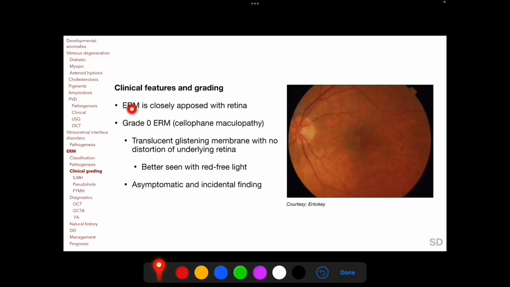An epiretinal membrane, as the name suggests, is closely opposed with the retina. A grade 0 epiretinal membrane, also known as cellophane maculopathy, appears as a translucent glistening membrane without any distortion of the underlying retina, as seen here in this clinical photograph, and so is asymptomatic and an incidental finding. The membrane is better seen with red-free light from a slit lamp or fundus camera.